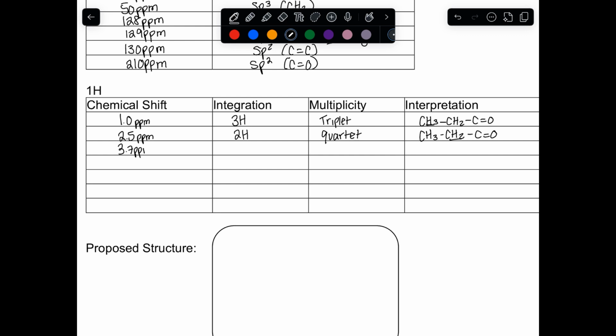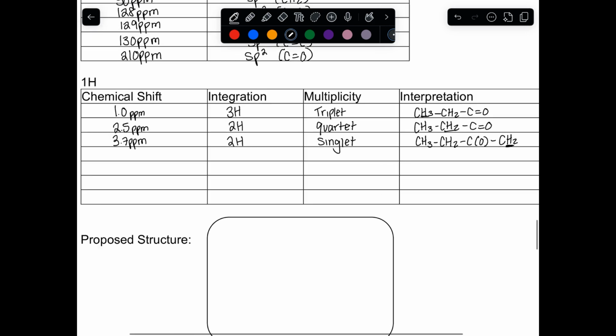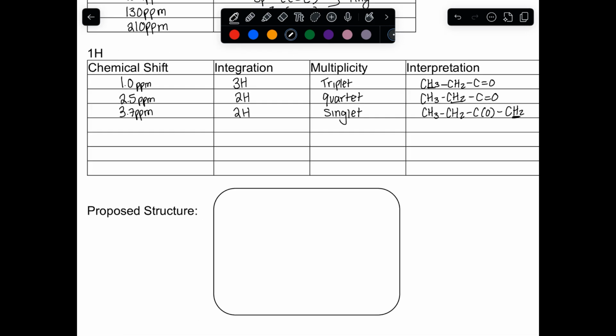And then the next peak was 3.7 parts per million, which was also an integration of 2 hydrogens, and this appeared as a singlet. And this is me just drawing to show you that it's the CH2 group just adjacent to the carbonyl carbon right next to the benzene ring. And then at 7.25 parts per million, there is an integration of 5 hydrogens, and they all appear as a singlet. And this here is just me demonstrating that it is an aromatic hydrogen.